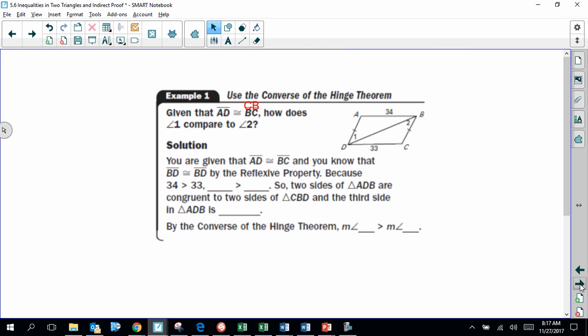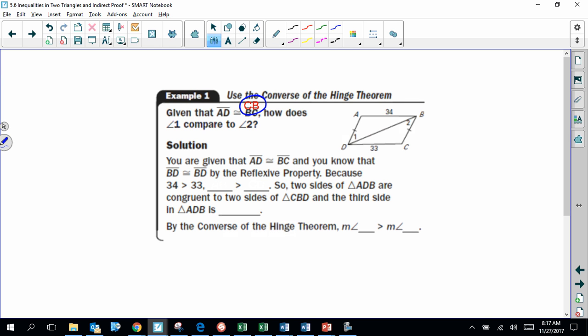So here we're going to use the converse of the Hinge theorem. Remember, the converse says we know that certain sides are going to be certain lengths, so now we're looking to see what we know about an angle. Given that, and here this is a typo, segment BC should be written as segment CB to keep the corresponding parts in the correct order. How does angle 1 compare to angle 2?